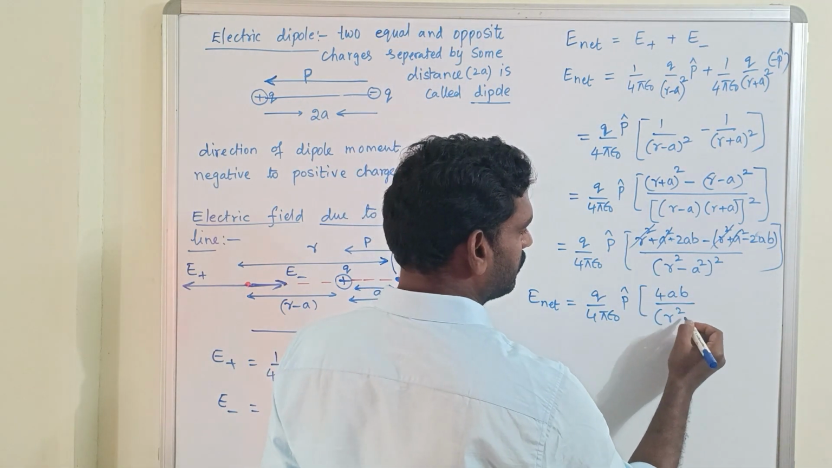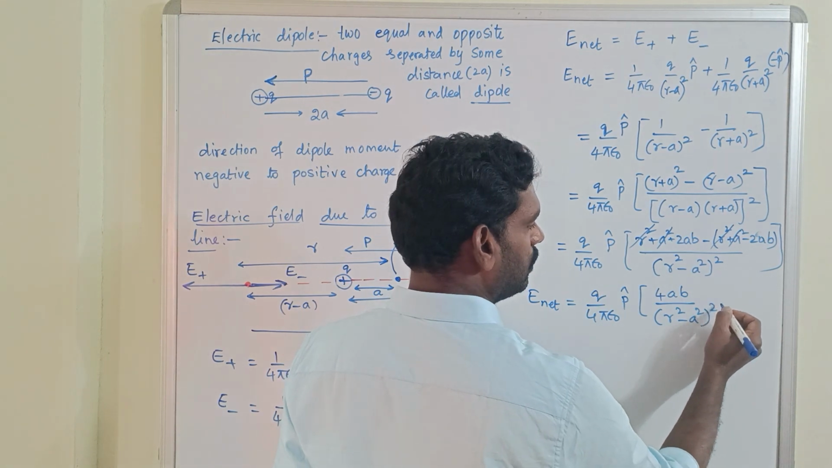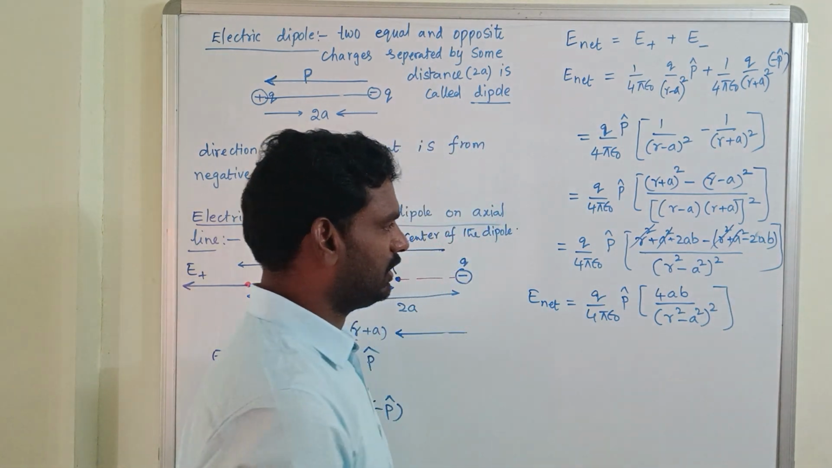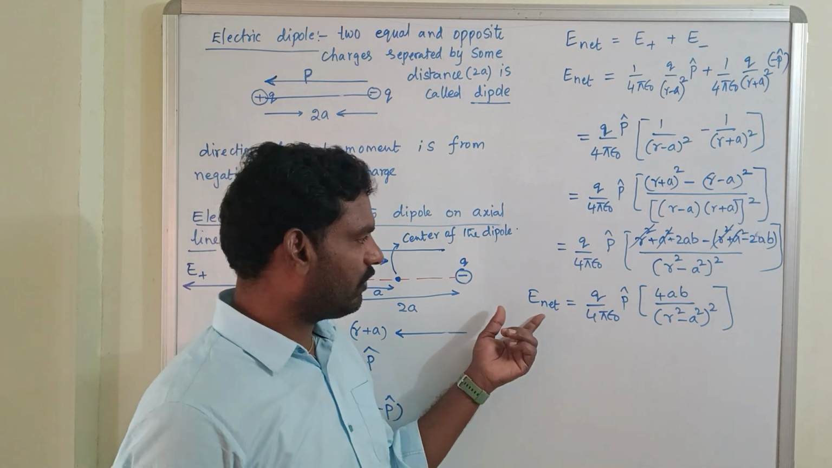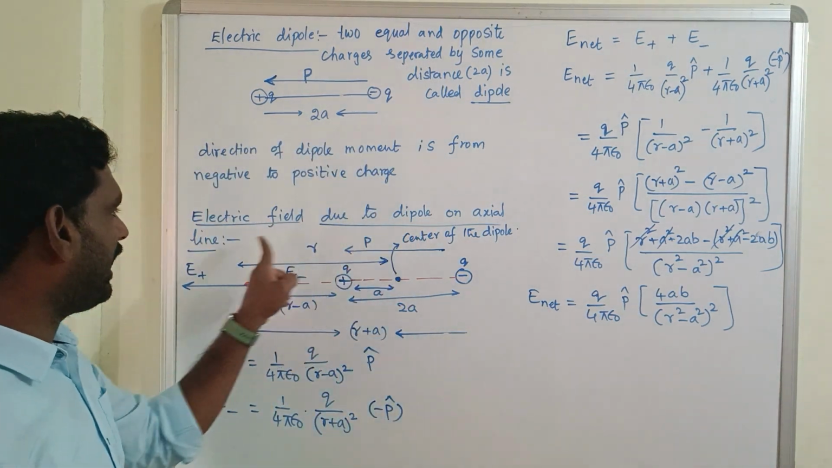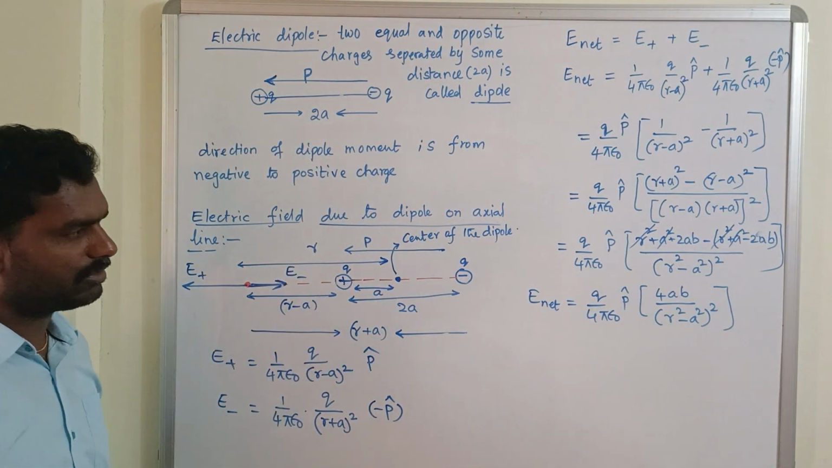By (r square minus a square) all to the power of 2, like this. This is the electric field due to a dipole on the axial line. Axial line is it also.